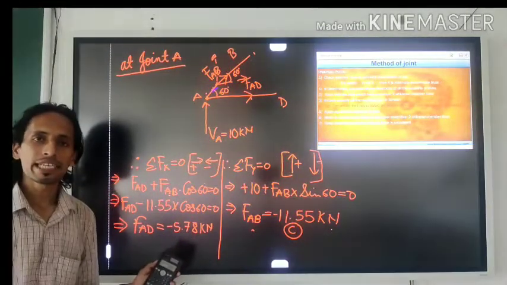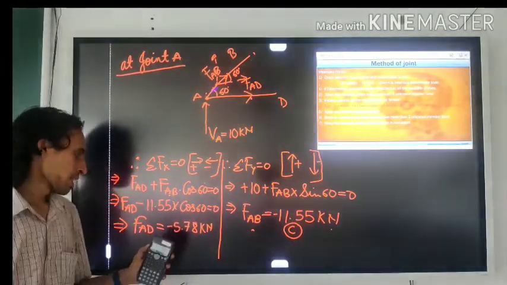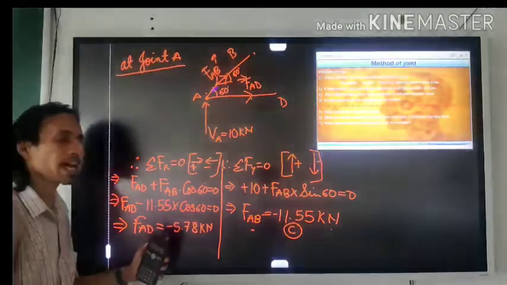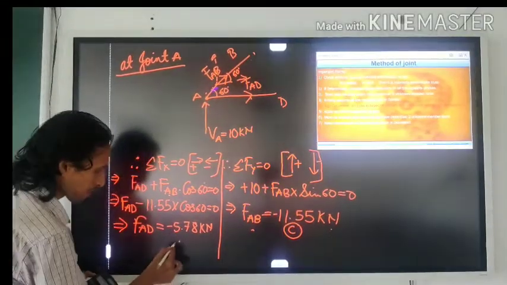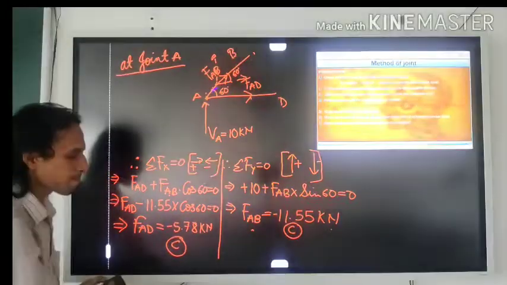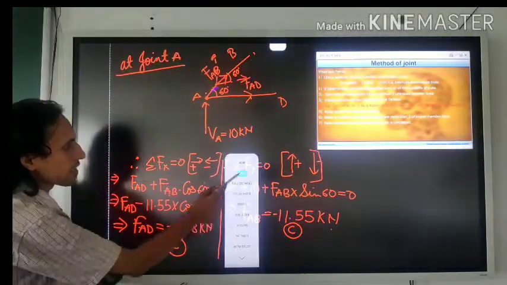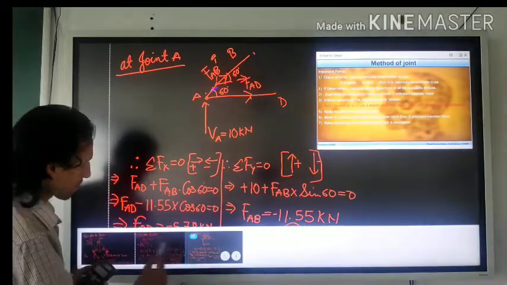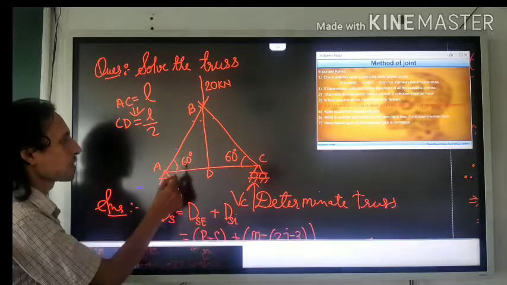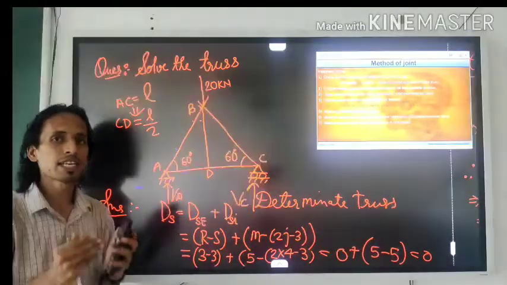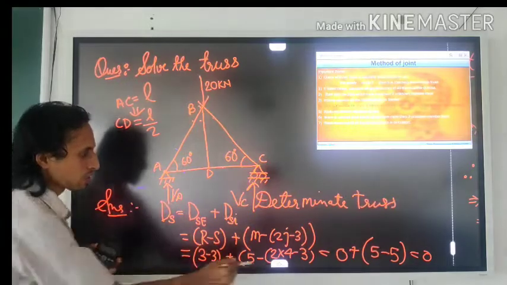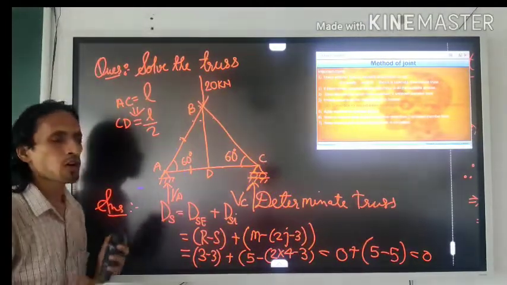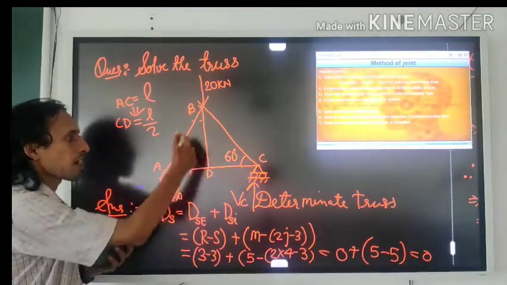What does it indicate? That our assumption is wrong. This member AD is not in tension, rather it is in compression. So the minus sign indicates that it is in compression. Okay, so we have calculated two member forces, and how many members do we have? 1, 2, 3, 4, 5. We still need to solve for 3 more members. So we know this one now, we know this one now. Now we want to solve for the other 3.